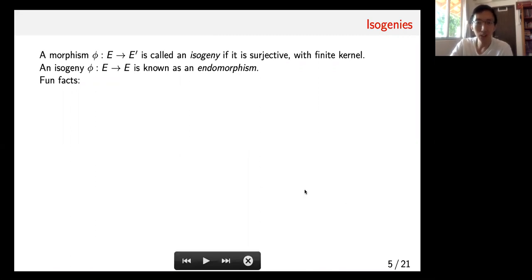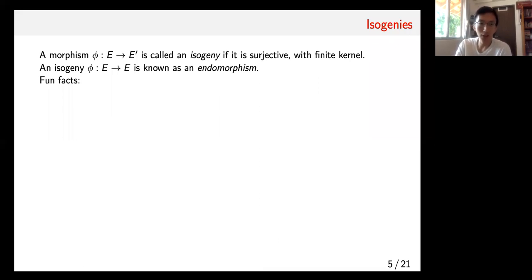I'll just quickly cover what isogenies are because I've been talking about isogenies before. An isogeny is just a morphism. A morphism is just some rational polynomials of points. You can think of them like that. It's an isogeny if it's surjective onto E prime and has finite kernel. And then an isogeny from E to itself is known as an endomorphism. We'll see why that's important later.